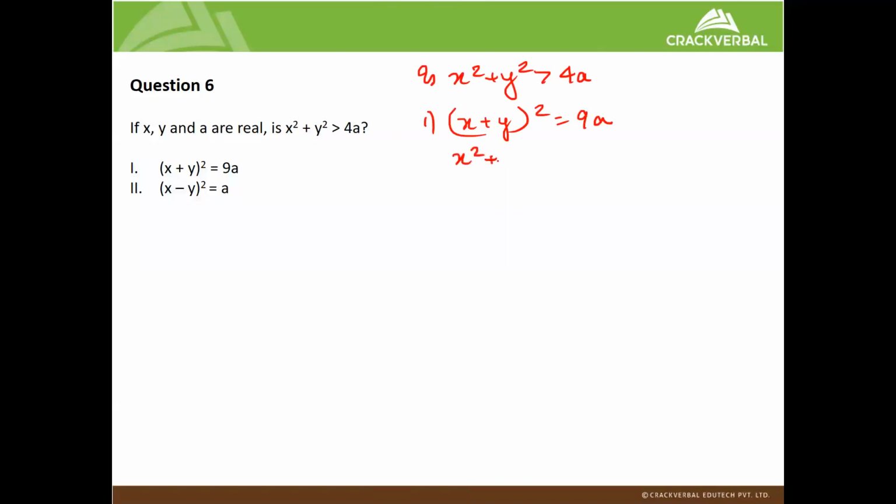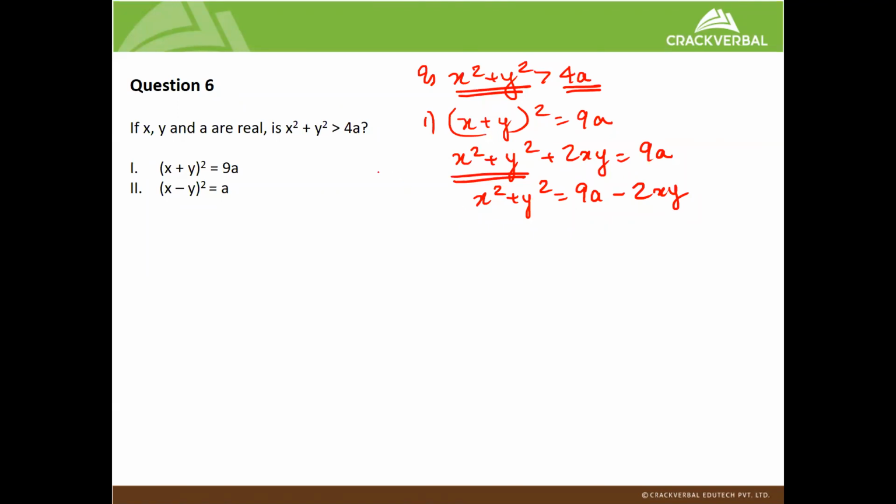Now I'm going to open the brackets up here. So x square plus y square plus 2xy is equal to 9a. Now the question is asking me whether x square plus y square is greater than 4a, right? So I can just say that x square plus y square is equal to 9a minus 2xy. Now I don't know whether 9a minus 2xy is going to be greater than 4a or not, right? For that, I'll need to know information about a, x, and y.